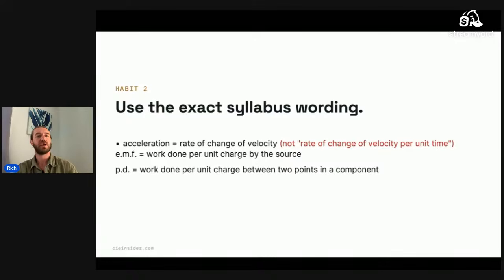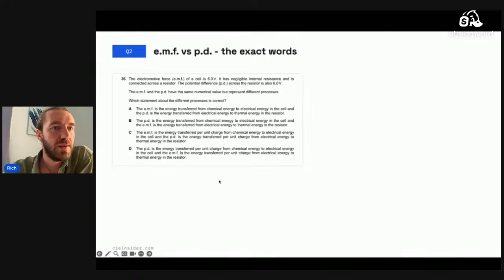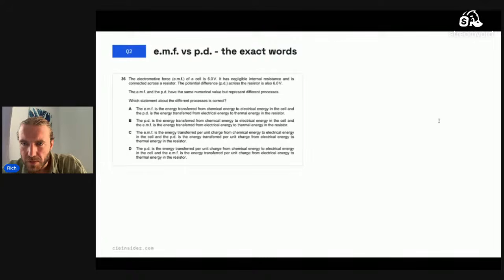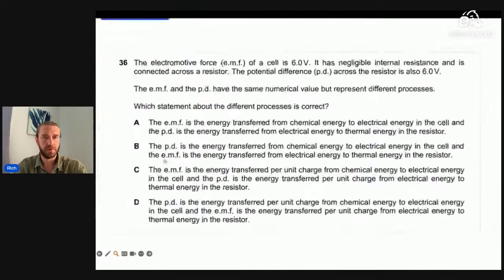Okay, so let's try and put that into practice with this question, which is question 36 from, let me try and recall which paper that one's from. I think it's from November 25, paper 12. All right, so I'll just zoom in on that one for you.